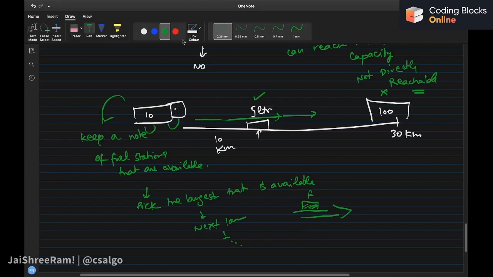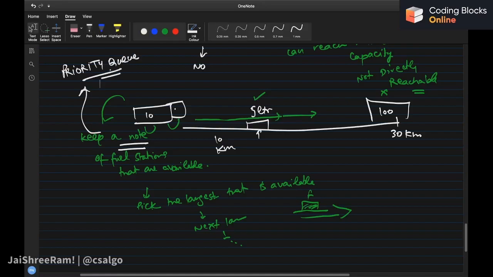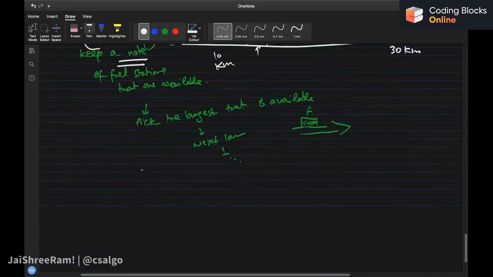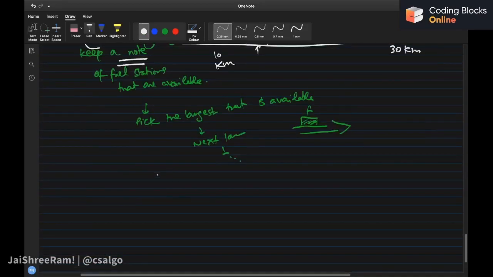Okay, so how do we keep a note, how do we keep track? For that we will use the priority queue data structure. Why are we using a priority queue? Because at any given point it allows you to get access to the largest value. For example, you must have seen some problems like k largest elements in a stream, k largest numbers in a running stream.